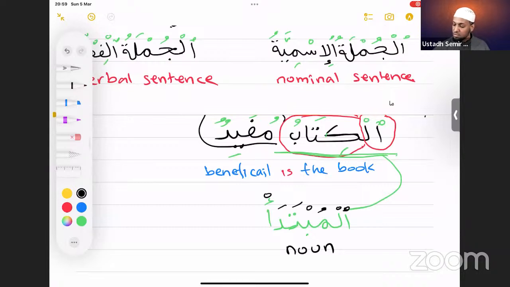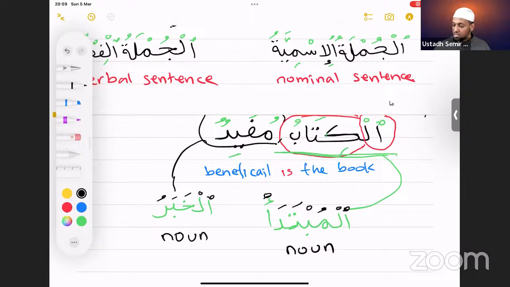So the second word is also a noun. But this word here is called al-khabar, which literally means the news. What news are you telling me about the first word? Al-khabar. This is also a noun.